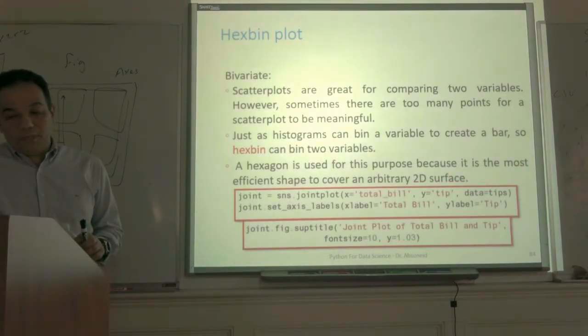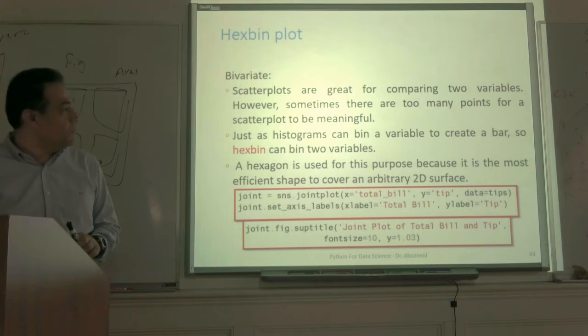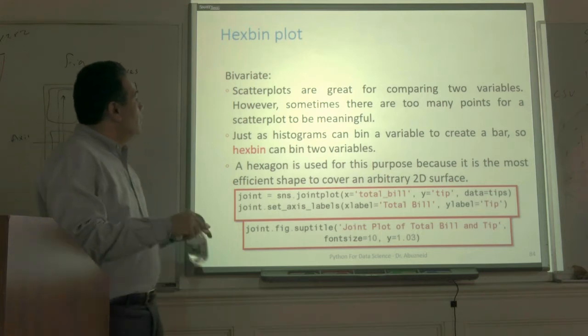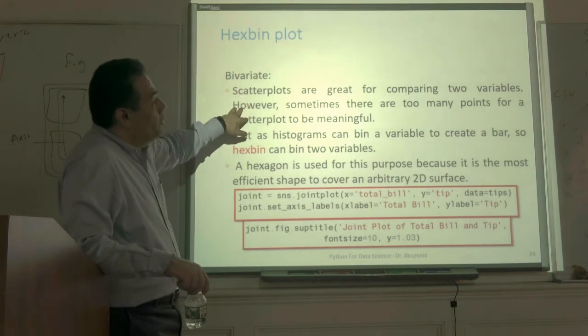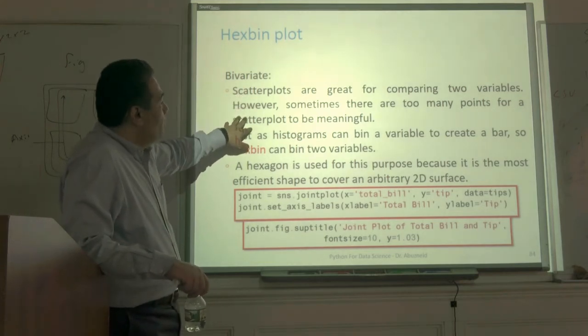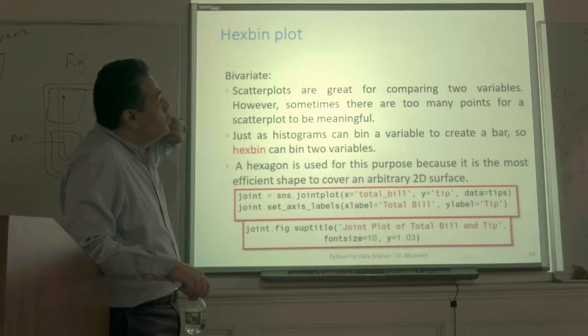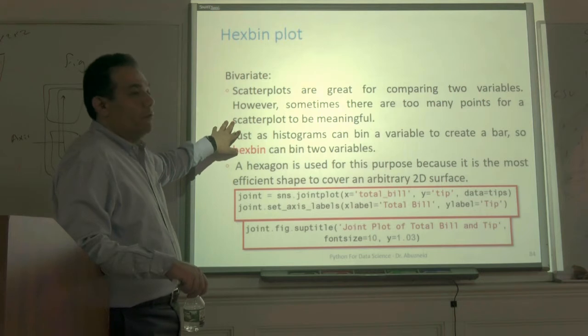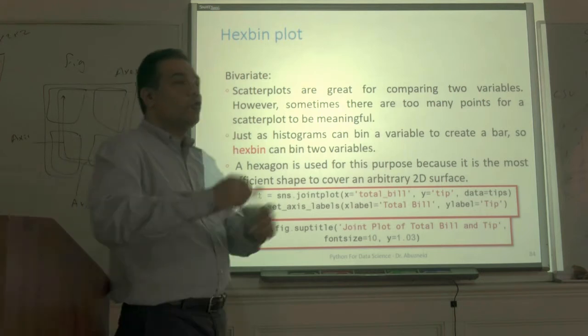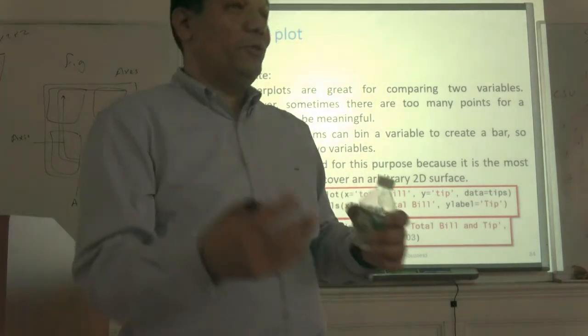There is also the hexbin plot. It's a bivariate plot, of course. Scatter plots are great for comparing two variables. However, sometimes there are too many points for a scatter plot to be meaningful. Too many points. So how about if we group the points?